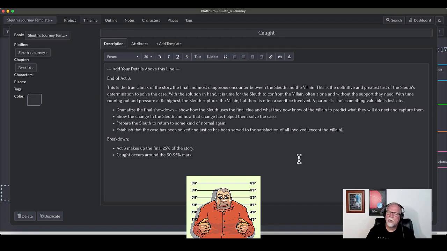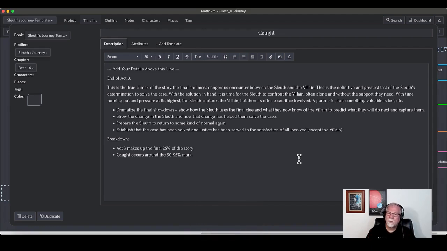With the solution in hand, it's time for them to confront the villain. Often alone, often one-on-one at that point. With time running out, the clock again ticking, the pressure is at its highest point, and the sleuth either captures the villain or defeats them. But a lot of times, in order to do so, there's a sacrifice involved. A partner is shot, someone is injured, something valuable is lost, even something bad can happen in that B story.